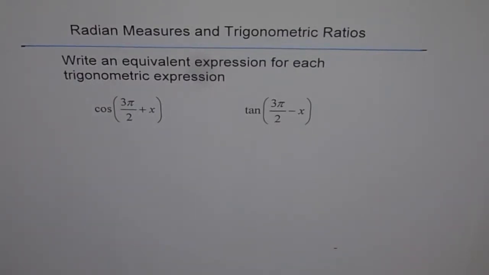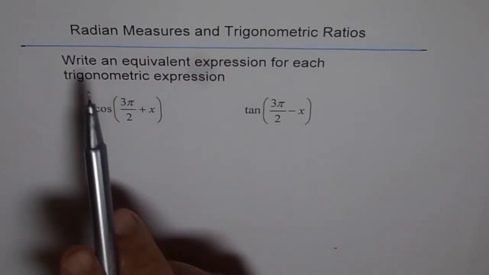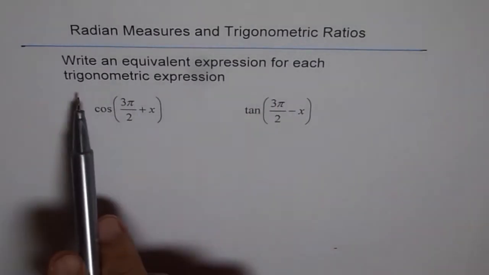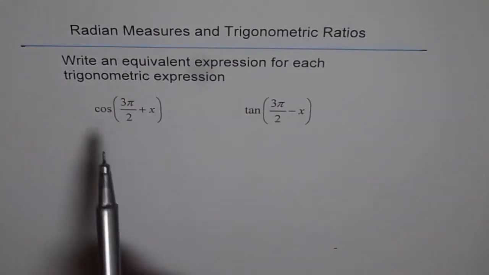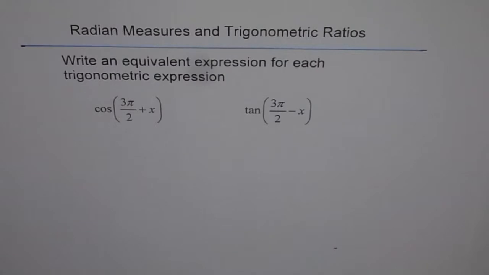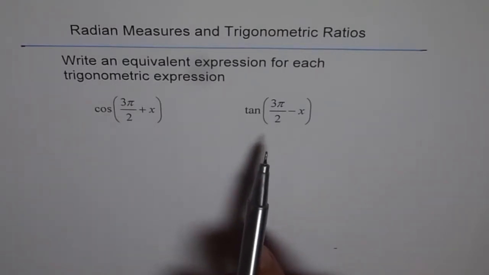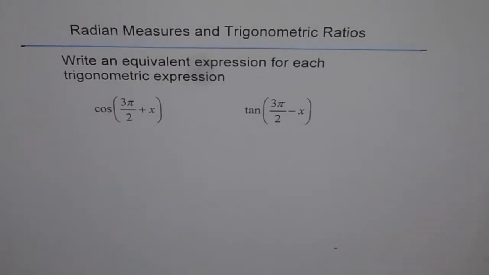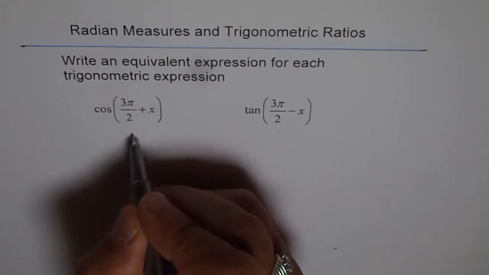Radian measures and trigonometric ratios. Write an equivalent expression for each trigonometric expression: cos(3π/2 + x) and tan(3π/2 − x). So I'd like you to write down your answer and then look into my video. Now here is how I will try to solve it.